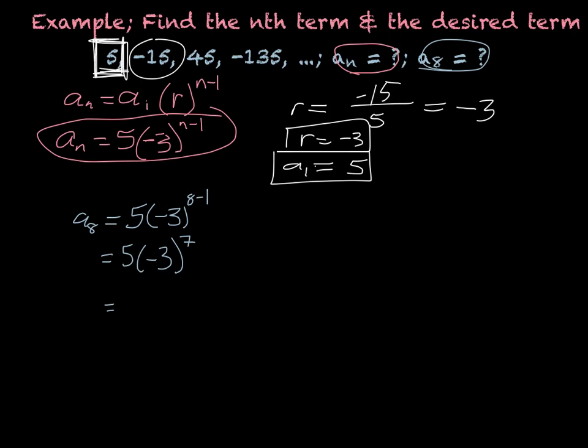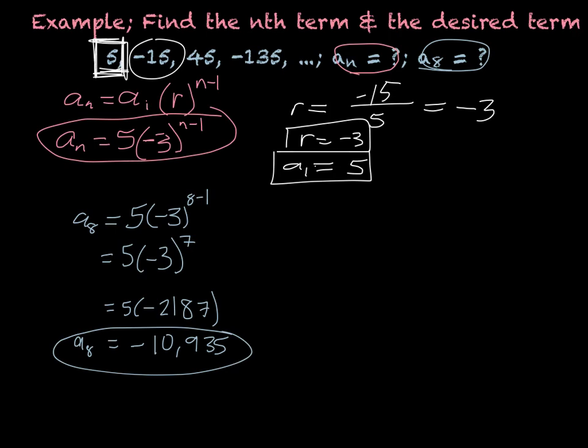That's going to give me 5 times negative 2,187. And if you multiply that by 5, you would get a sub 8 equals negative 10,935. And that is your final answer.